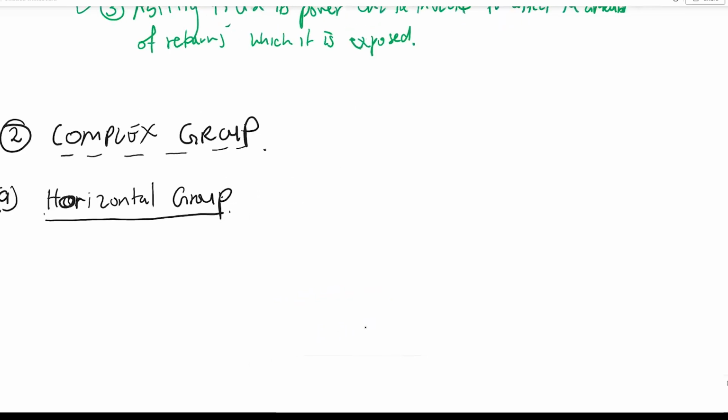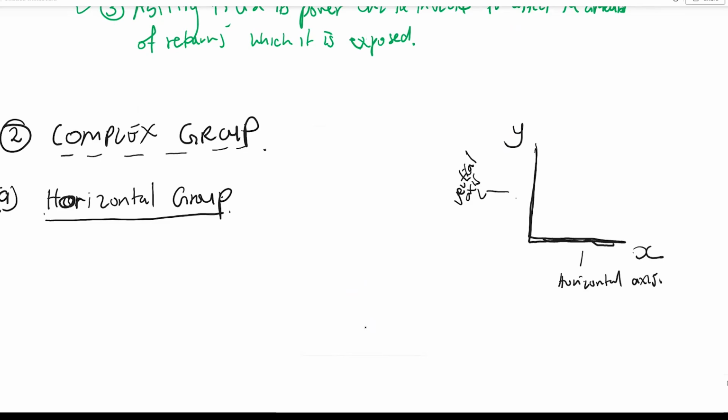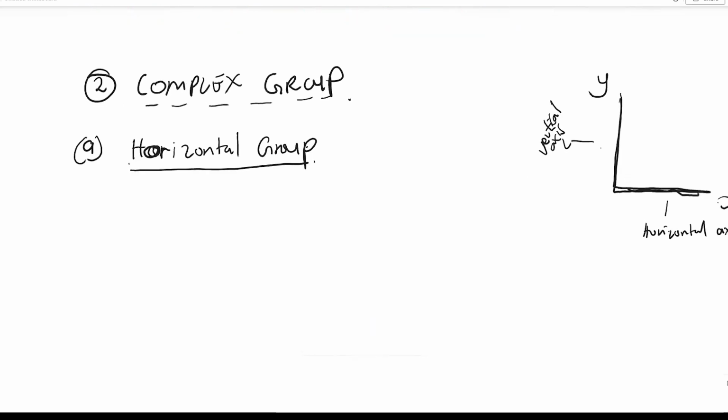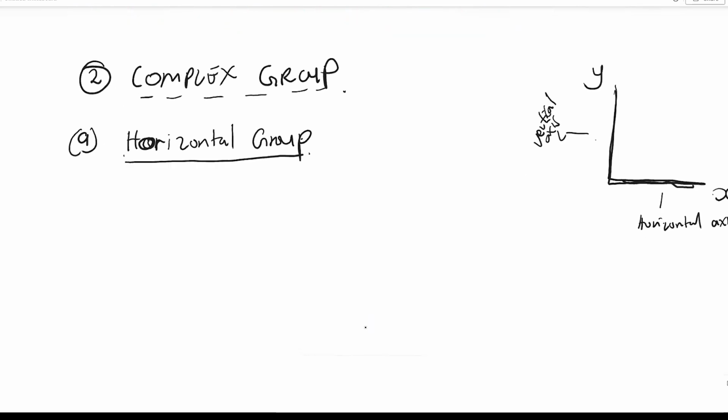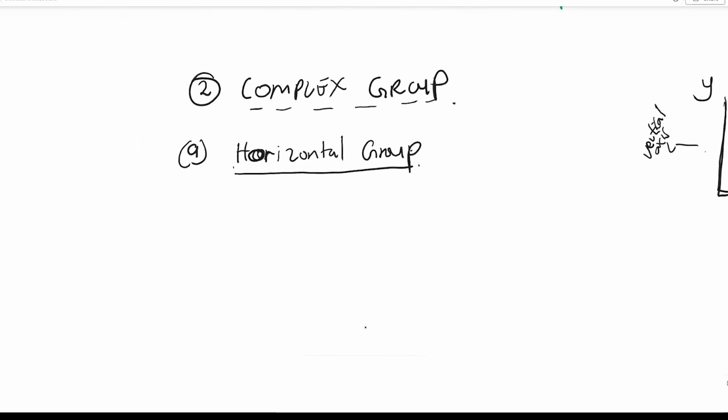Right, so we're going to look at the structure of a graph. We all know a graph is something like this. Here is my y-axis, this is my x-axis. On my y-axis, this is referred to as the vertical axis, and this is referred to as the horizontal axis. We will use this to determine the shape of the complex group we're talking about. Right, let's start with the horizontal group.